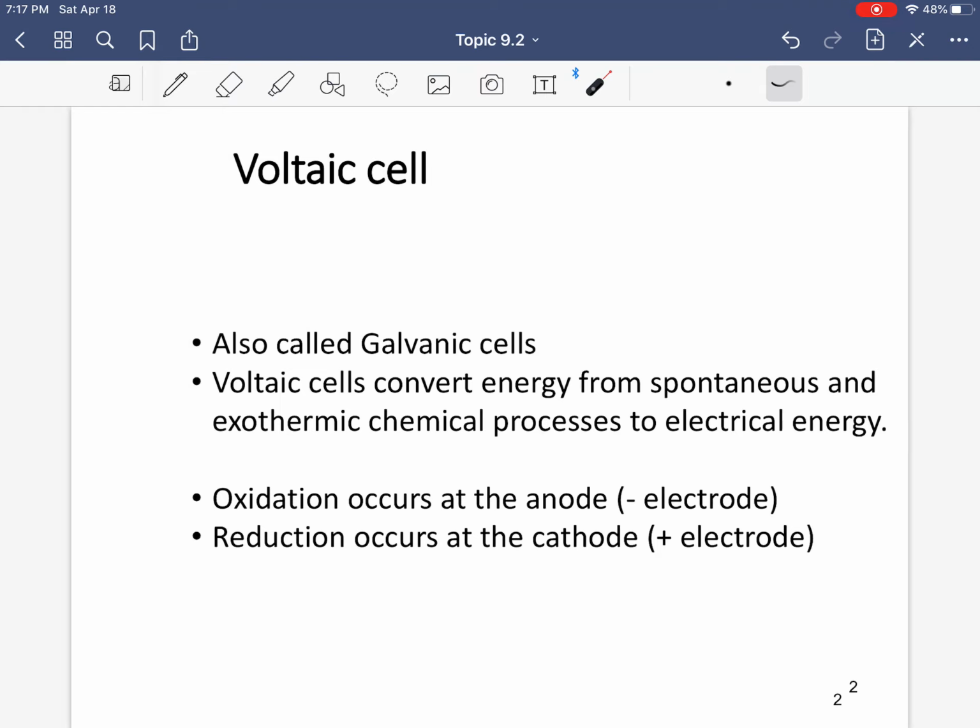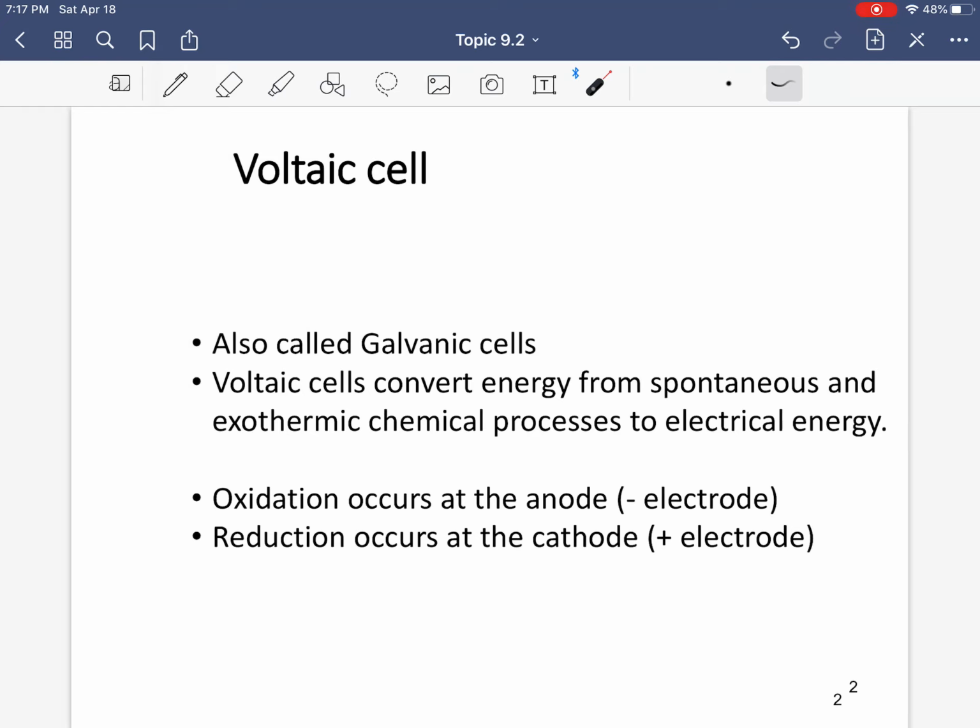Now, in a voltaic cell, there are two electrodes: the negative electrode and the positive electrode. The negative electrode is where you'll see oxidation occur. Oxidation in this case means losing electrons. The positive electrode is where reduction occurs, and we call this electrode the cathode. The oxidation electrode is called the anode.